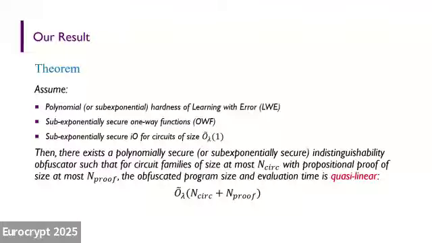In this work, surprisingly, we give an affirmative answer to both questions. Assuming the hardness of learning with errors, and I/O for small circuits, we succeed in making cosilinear I/O, specifically for circuit families of size at most n circuit and proof length of at most n proof. Our obfuscated program size and the evaluation time are both bounded by O(lambda times (n circuit plus n proof)).